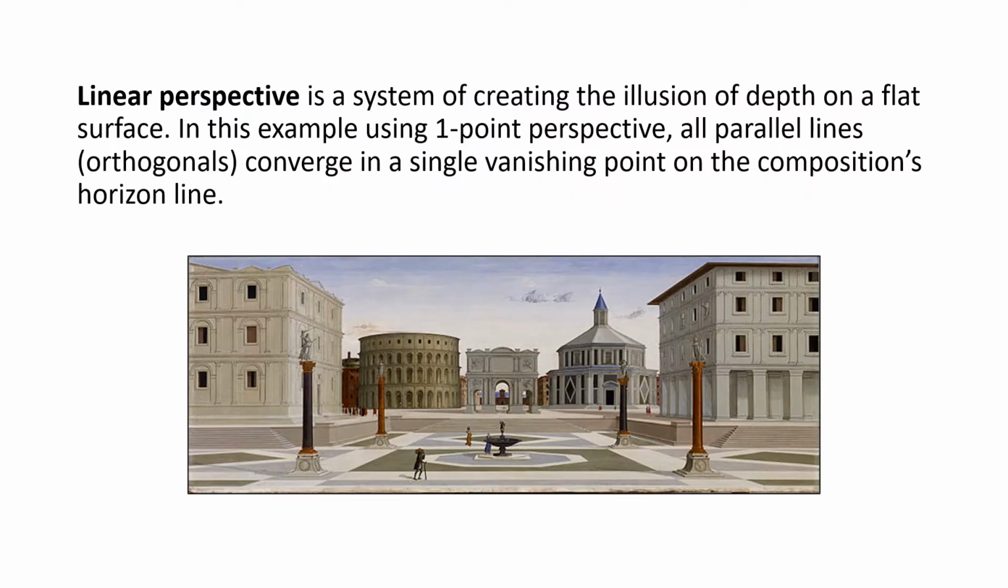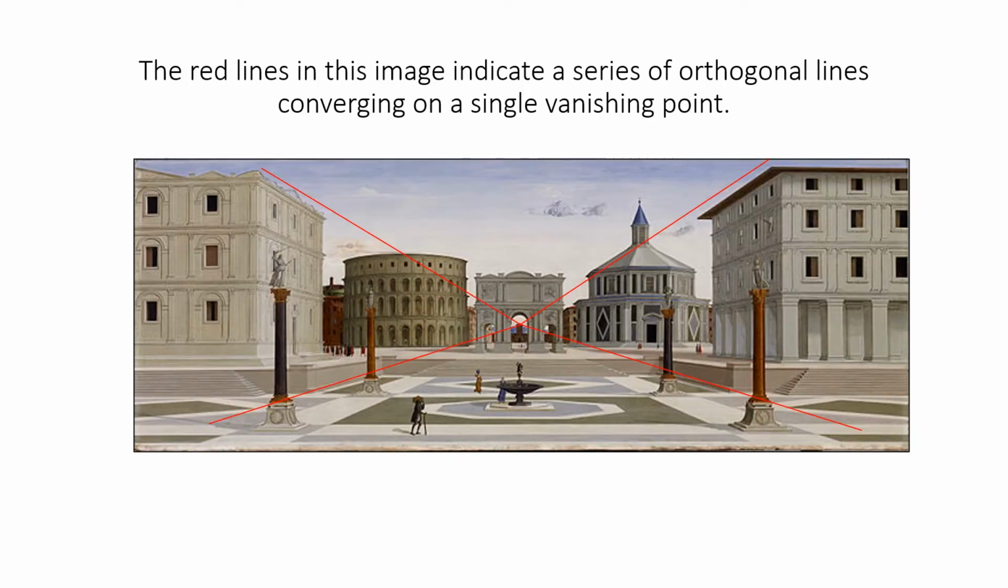Linear perspective is a system of creating the illusion of depth on a flat surface. In this example, using one-point perspective, all parallel lines, or orthogonals, converge in a single vanishing point on the composition's horizon line. The red lines in this image indicate a series of orthogonal lines converging on a single vanishing point.